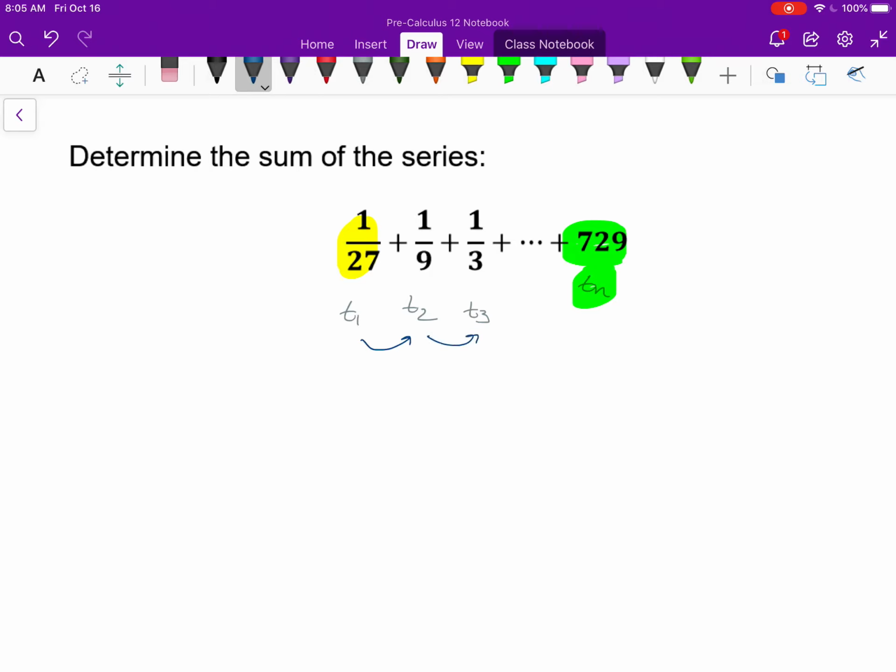1/27th times what equals 1/9? Perhaps you can see it, but it's probably not that obvious. Or you can go 1/9 divided by 1/27th. In the end, you should get exactly 3. Each term is getting exactly 3 times larger than the one that preceded it.